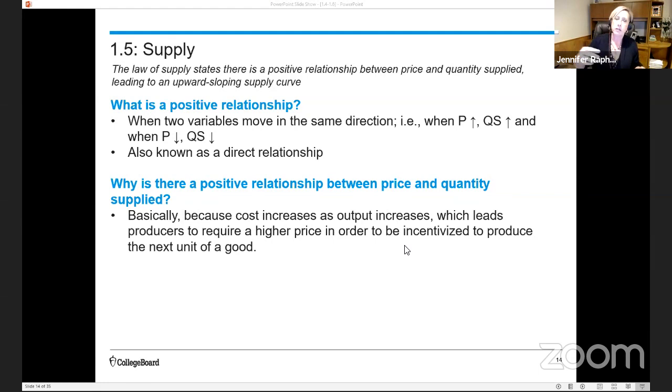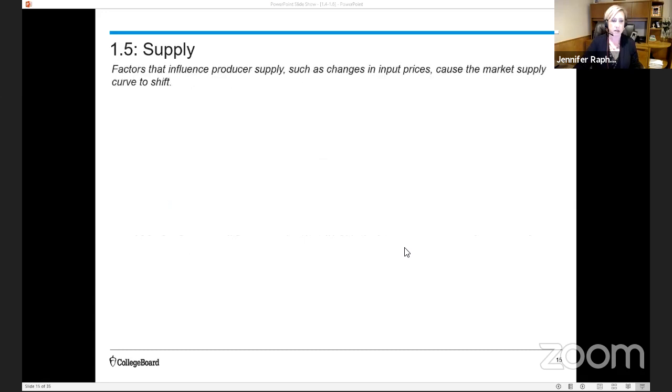If you want to increase the production of oil and you go from an oil deposit in Texas to an oil deposit in Siberia, those units of oil in Siberia are going to be a lot more costly to produce. And so the incentive for producers to produce those units is a higher price. So as the price increases, the quantity supplied increases, because producers require a higher price to produce those more costly units.